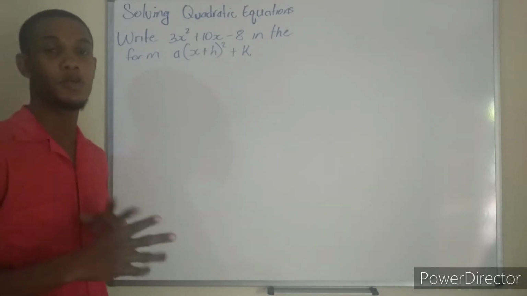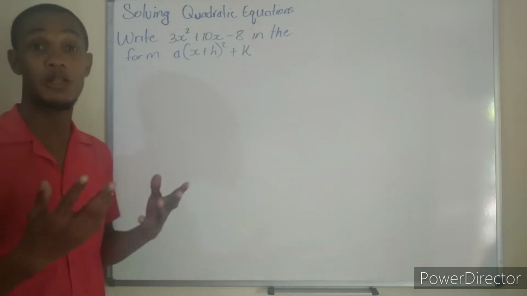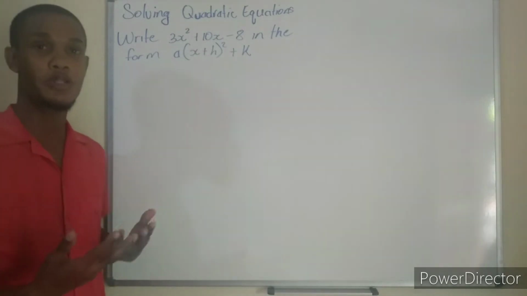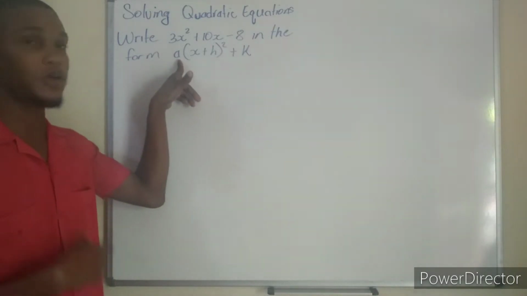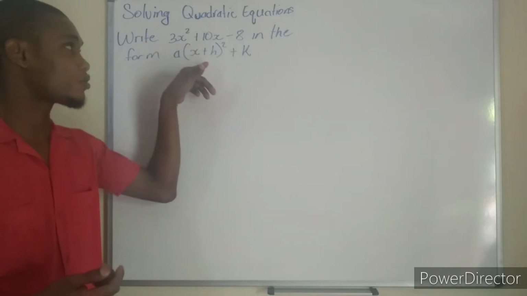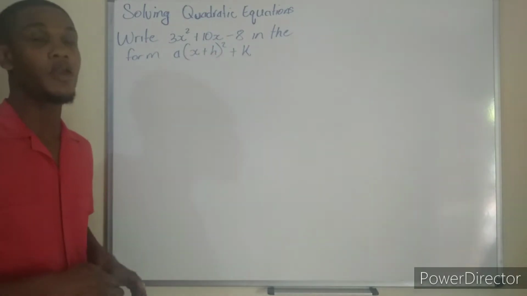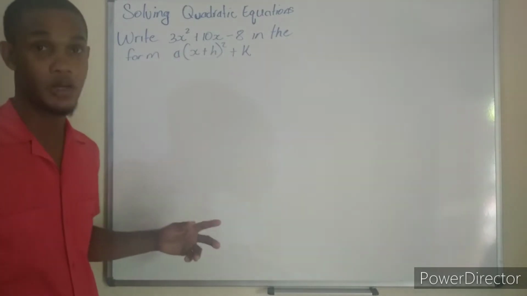We will be solving a quadratic equation using the form a(x + h)² + k, the completing the square method. The completing the square method means that you'll have the coefficient of x squared, represented by a, then open bracket x plus h all squared plus k. Now, how can you use the completing the square method to solve a quadratic equation?